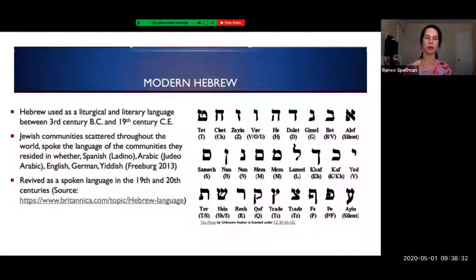So Jewish communities that were spread throughout the world would speak as their first language the language of the country that they were living in, whether it was Spanish or Ladino, Judeo-Arabic, English, German, or Yiddish. And then Hebrew was revived in a sense. I mean, it never died. It was always still here and very much an important part of Jewish people's lives, but it was revived as a spoken language in the 19th and 20th centuries. I'll talk a little bit more about that in a bit.